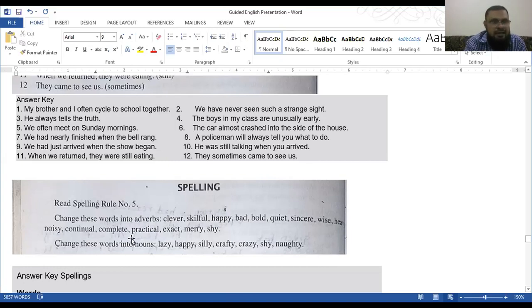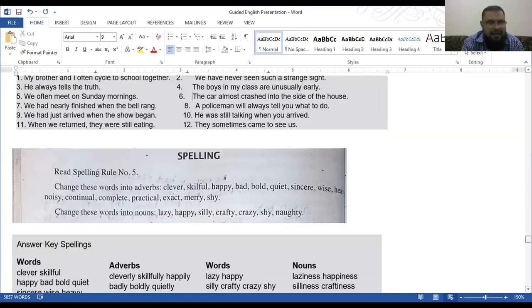So change these words into adverbs: clever, skillful, happy, bad, bold, quiet, sincere, wise, heavy, noisy, continual, complete, practical, exact, merry, and shy. Change these words into nouns: lazy, happy, silly, crafty, crazy, shy, naughty. So write these questions first, then write the answers.